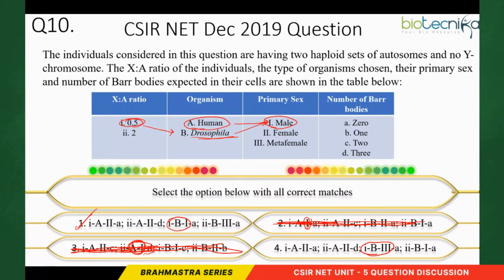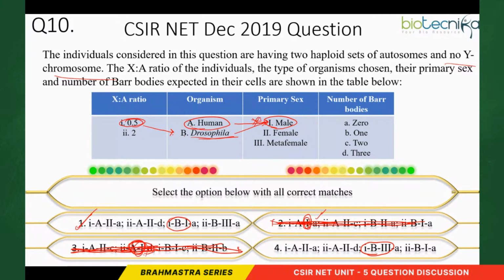Because it is mentioned there is no Y chromosome. That means this human A cannot be male. Without Y chromosome, it cannot be male. So you cannot have the A and 1 combination. So in these two options, you had the A1 combination. Here also you had the A1 combination. So strike that off immediately.